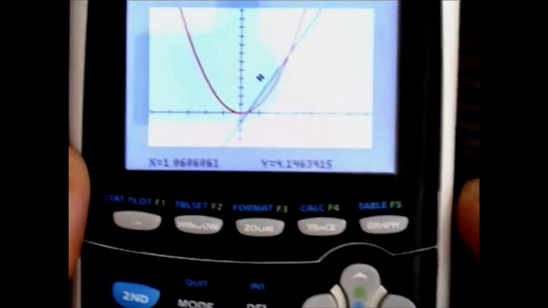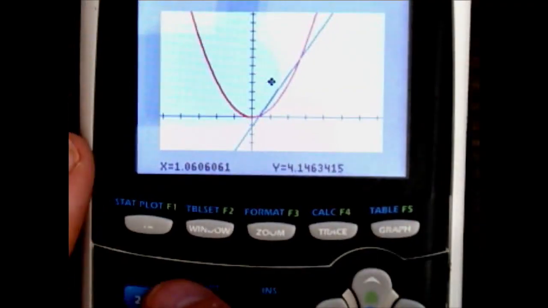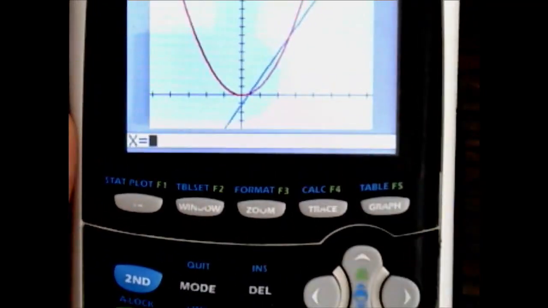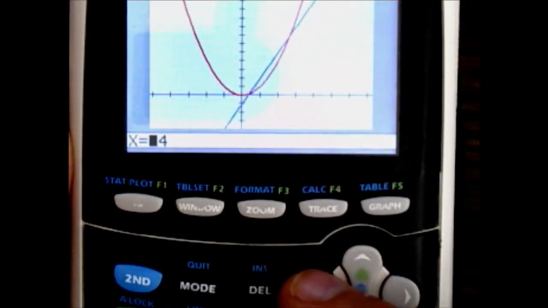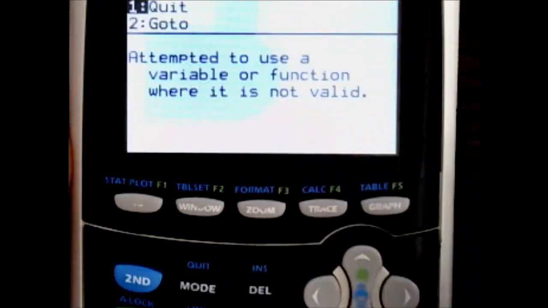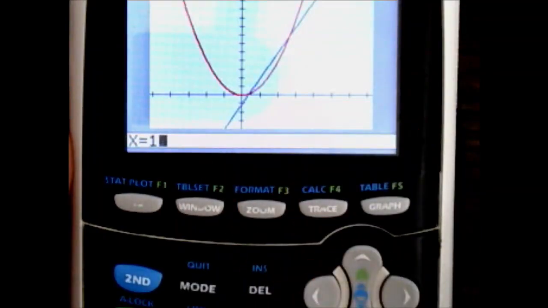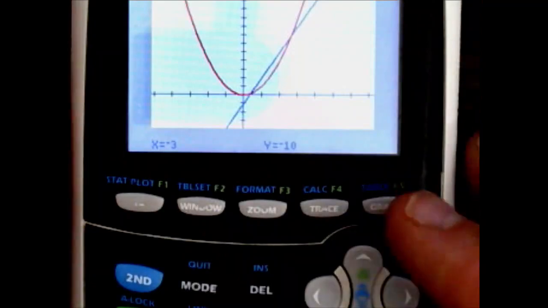Now let's say you want to find an X value. Just hit second trace 1, and now you can type in any value you want and it'll tell you what the Y value is. And you can just do this all day. Well, you can only ask it something that's on the screen. So I couldn't ask it 14 because my window doesn't go out to 14. So maybe -2, +4, 4.5, -3. So anything that's along this x-axis I can ask it.